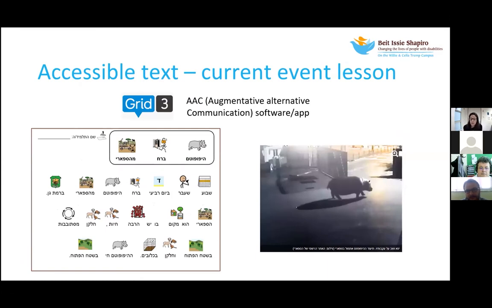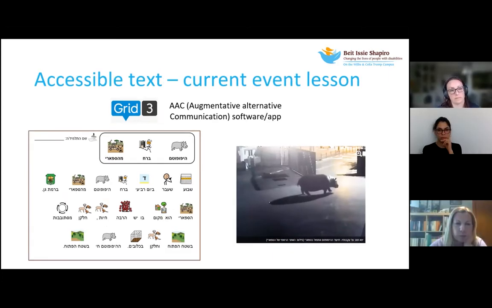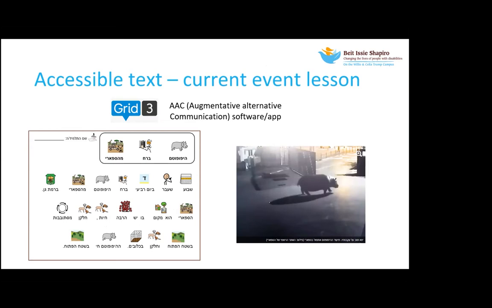Another thing that we are using a lot is the Grid 3. The Grid 3 is an AAC, which is Augmentative and Alternative Communication. AAC software in general is a solution for people who are not verbal. We use this software and these apps for children to communicate. But what's unique here is that we use it for education. So you see the symbols, each symbol represents a word. It's universal, it's in all languages. Here it's in Hebrew, obviously. And when you use it on an iPad, you hear the message. There is a voice engine inside.